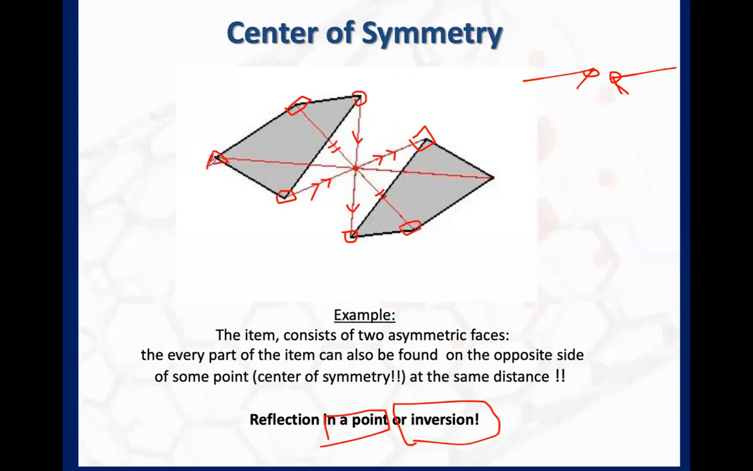So you see, all these points are equally distributed, given distances equally on either side of the point. So this is the point along which you can see this inversion. This is another kind of symmetry.